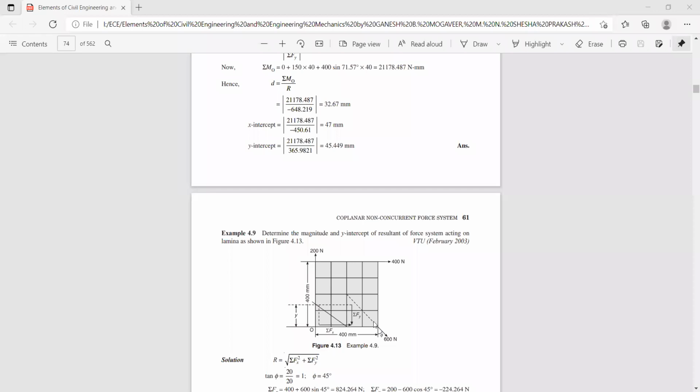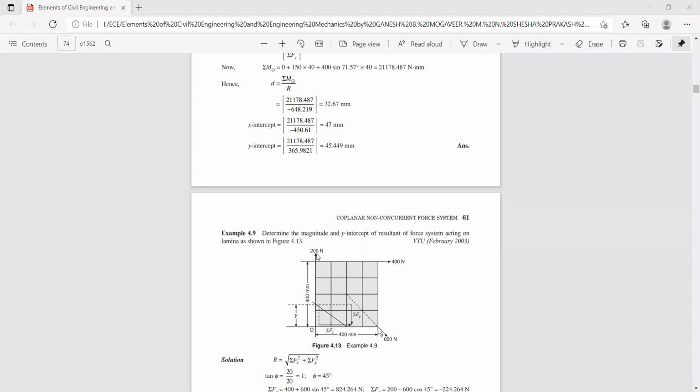Let us call this theta. Theta is 2 by 2. 2 by 2 is 1. So I think it's 45 degrees. Right? Theta1 is 45 degrees. And you have one more force here, 400 Newton.